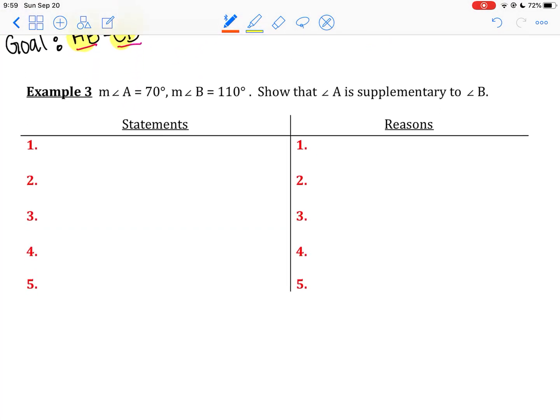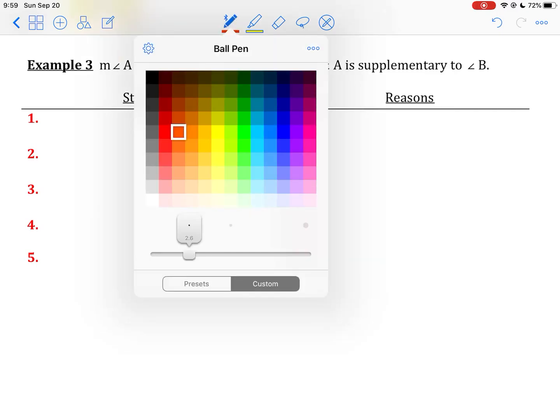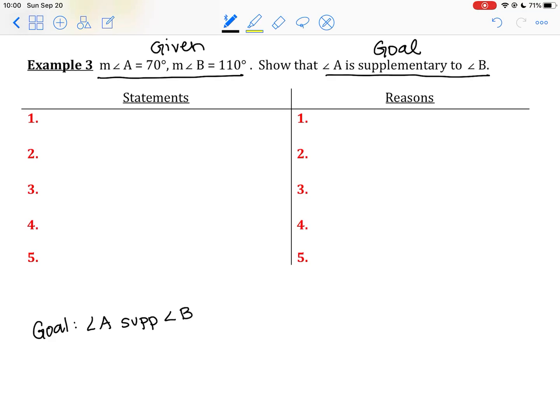All right, so here's another example of a two-column proof that uses some of the previous things that we know. We are given two things here. These are the things that I was given. And then it says to show that A is supplementary to B. That's my goal. I want to be able to say that angle A is supplementary to angle B. So that's how I'm going to shorten that. That's where I want to get to.